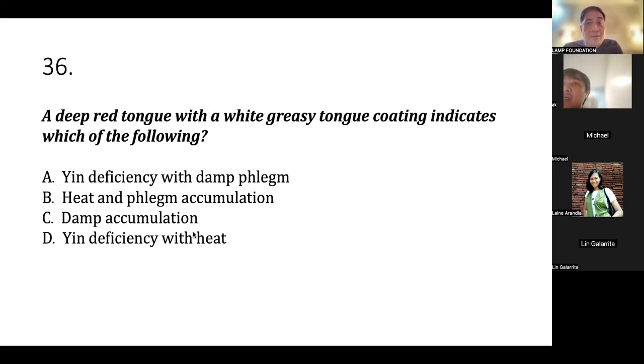Anong kulay ng coating? Okay. Yin deficiency with heat. Bakit hindi mo yan sinagot? Yin deficiency with heat. Anong kulay ng coating dyan? No coating. Doc, walang coating yan, Doc eh. Okay, yin deficiency, di ba?